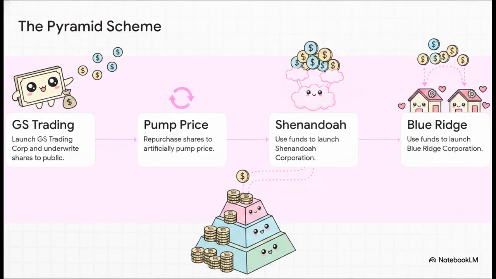So here's how they actually stacked this thing. First, Goldman created the GS Trading Corp, sold those shares to the public at a premium, and then immediately repurchased their own shares to artificially push the price higher. Then the real pyramid structure takes shape. They used that inflated capital to launch the Shenandoah Corporation, and then used that to launch the Blue Ridge Corporation. Get this. Blue Ridge issued 7.25 million shares, and they were mostly owned by Shenandoah, which was in turn owned by Goldman Trading. The entire massive structure was just propped up by public capital flowing upward.